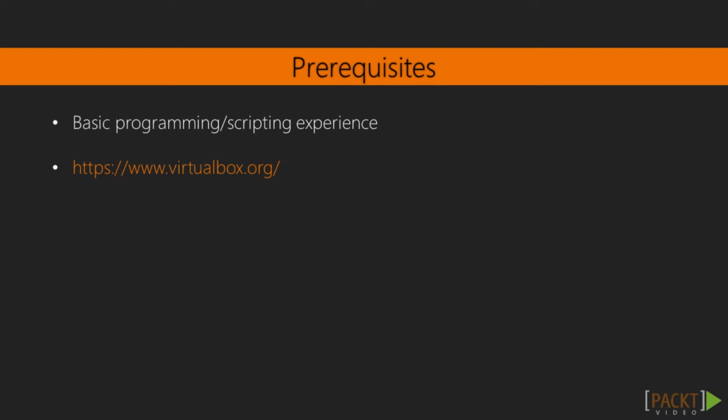The only prerequisite for this course is to have basic programming or scripting experience, which will facilitate understanding the examples quickly. In terms of environment, you only need to download the virtual machine that contains the vulnerable target web application and the Python environment with all the libraries necessary. To run the virtual machine, you will need to install VirtualBox from www.virtualbox.org.